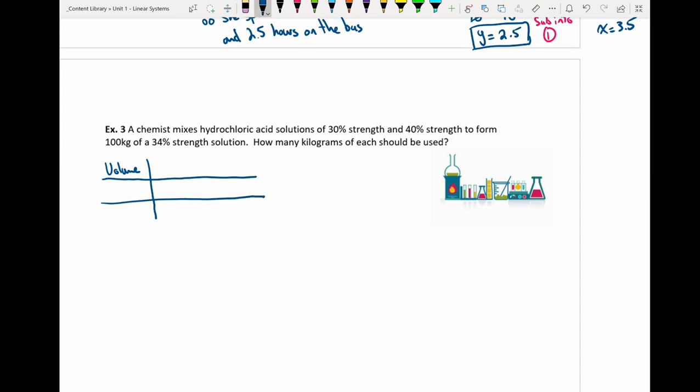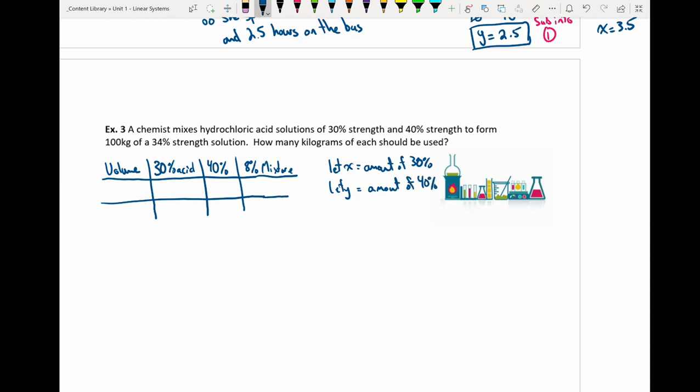We're going to look at, in this case, the 30% acid, the 40% acid, and the 34% mixture. I'm going to let x equal the amount of 30% and I'm going to let y equal the amount of 40% and go from there. So if I'm looking at the volume, I have two things. I have the volume of the acid and the volume of my solution.